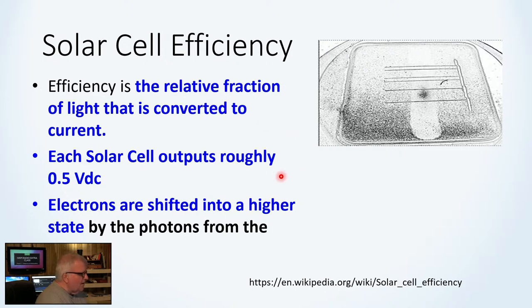That is said to be much less efficient, obviously. Each solar cell outputs roughly 0.5 volts DC. And what happens in the solar cells, in the silicon, is the electrons are shifted into a higher state by the photons coming from the sun.